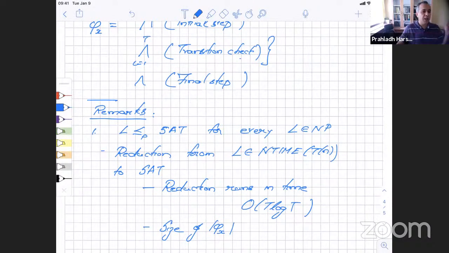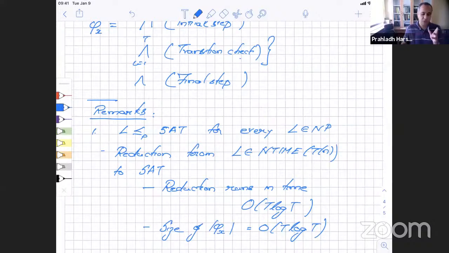From NTIME(t), we have reduced it to SAT, and the running time of the reduction takes t log t, and the size of the SAT formula is at most order t log t, or t squared if you didn't want the t log t, if you assume this theorem, which I did not prove in the first lecture; we proved it with t squared. So it takes any problem in NTIME(t), converts it to a formula of size at most t squared, and the whole reduction runs in time t squared.